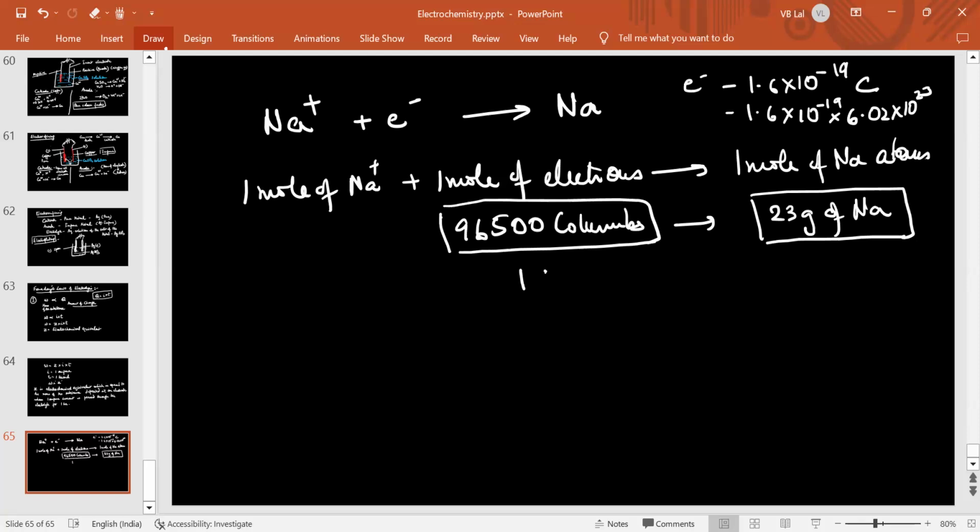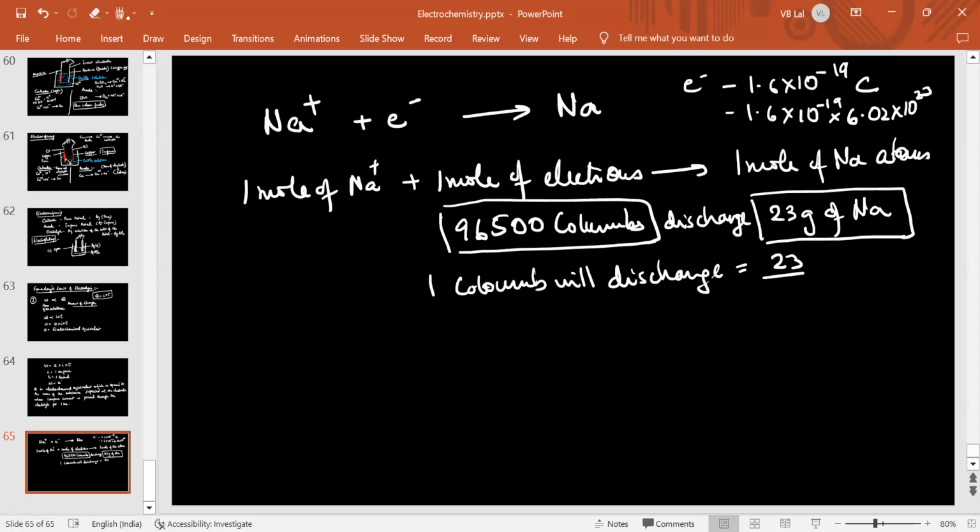So if I use 1 coulomb, how much sodium will be discharged? I will write it properly in a sentence. 96500 coulombs discharge 23 grams of sodium. So 1 coulomb will discharge 23 divided by 96500 grams of Na, right?